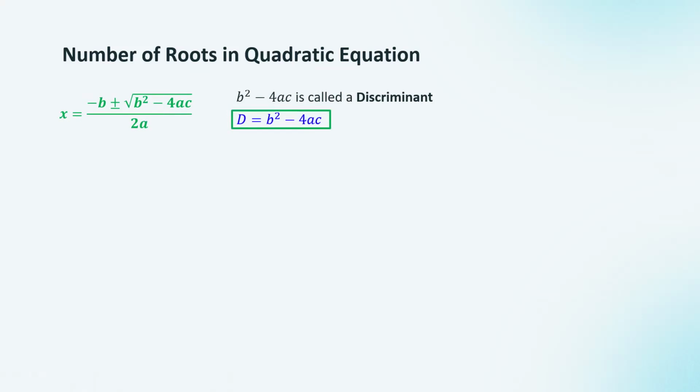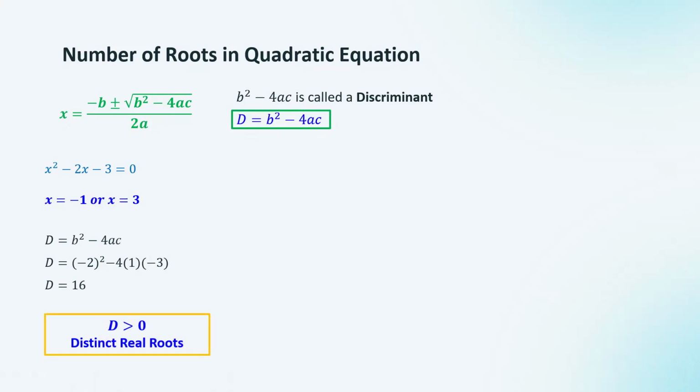If we take a look at the examples worked before, for the first one, we know that we have two roots. If we check the discriminant by inputting the a, b, c values, D is going to be 16. Now, we can make a conclusion that if the discriminant is positive, we will have distinct real roots.